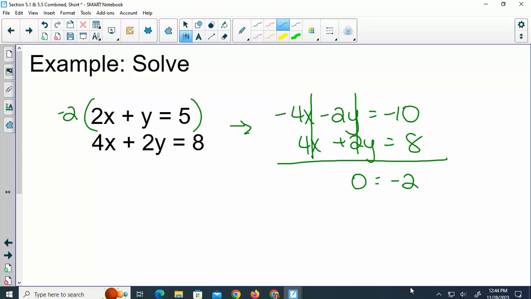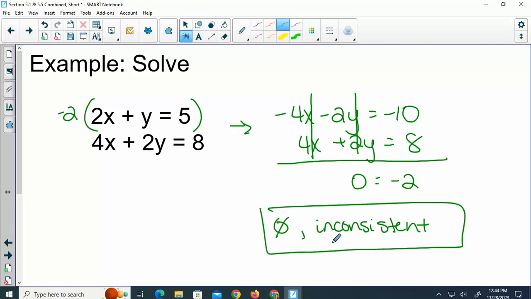What does that mean? No solution. What do we call it when there's no solution? Those terms at the beginning? Inconsistent. Most of the problems that I'm going to give you, I'll say if you identify any inconsistent systems. So the answer is no solution, and it's classified as inconsistent.